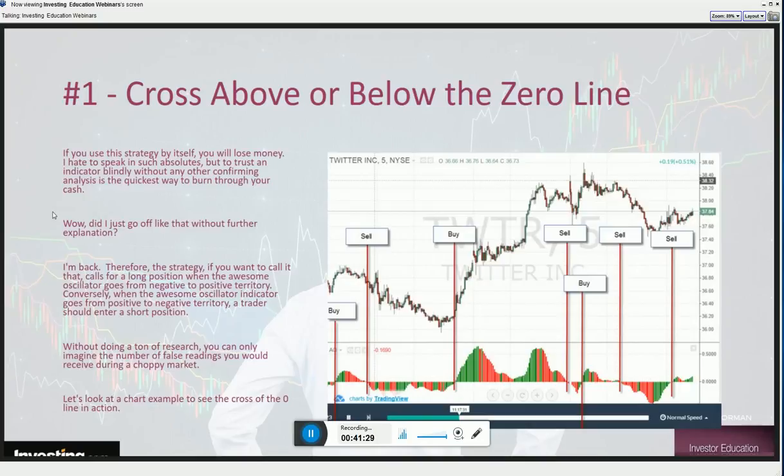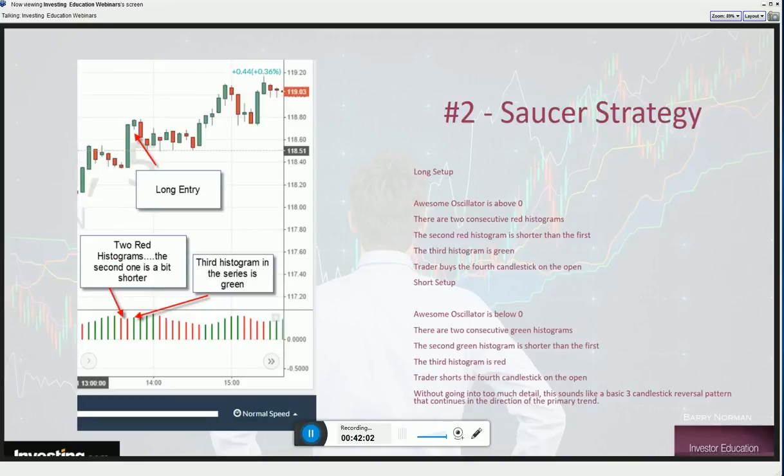Okay. Therefore, the strategy, if you call it that, calls for long positions when the awesome oscillator goes from the negative to the positive territory. Conversely, when the awesome oscillator indicator goes from the positive to the negative territory, a trader should enter a short position. But again, you can't use this without using other indicators, but it's got a high reliability. It works extremely well because it is a variation of the other indicators to give you some type of signal of what's going on in the markets.